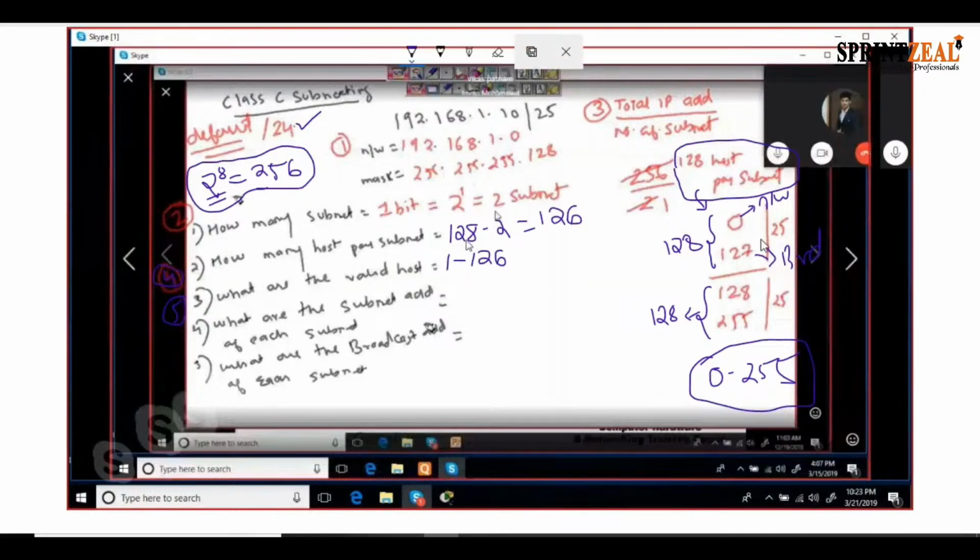This is a usable IP, right? Comma, we have another range also. 128 is a network address. 255 is a broadcast address. It is also not usable. So what is remaining? 129 to 254, right? So write down this step number: what are the valid hosts? And write down this range.